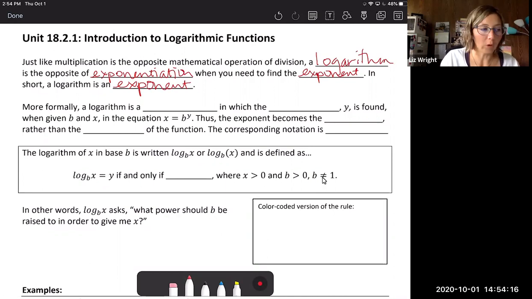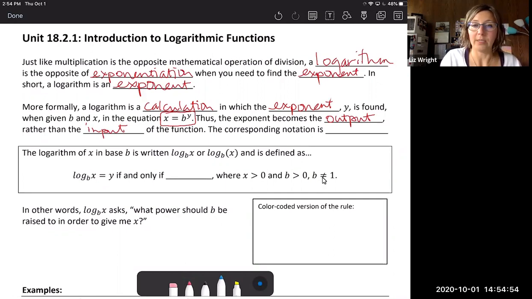Okay, more formally, a logarithm is a calculation in which the exponent, which we're going to call y in our formula here in a minute, is found when given b and x in the equation x equals b to the y. Thus, the exponent becomes the output rather than the input. Some of you might be like, what is she talking about?